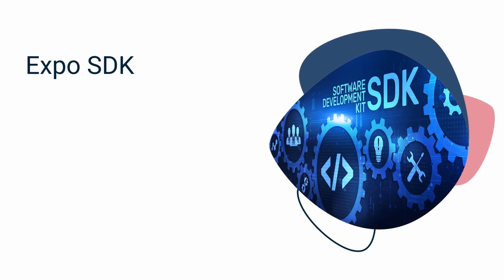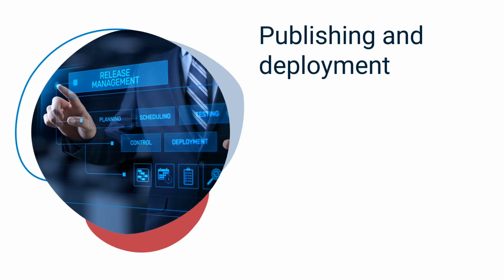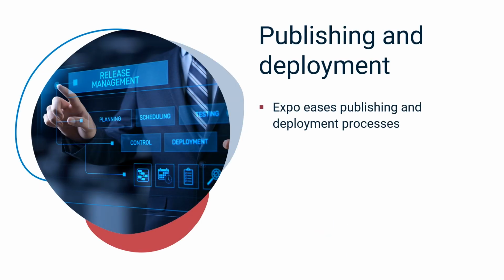The Expo Software Development Kit, SDK, is a set of libraries that adds more capability to your React Native application. The SDK captures such areas as gestures, video, statistics, and many others. The team that runs Expo is constantly updating and maintaining the SDK to ensure that the latest versions of React Native are viable.